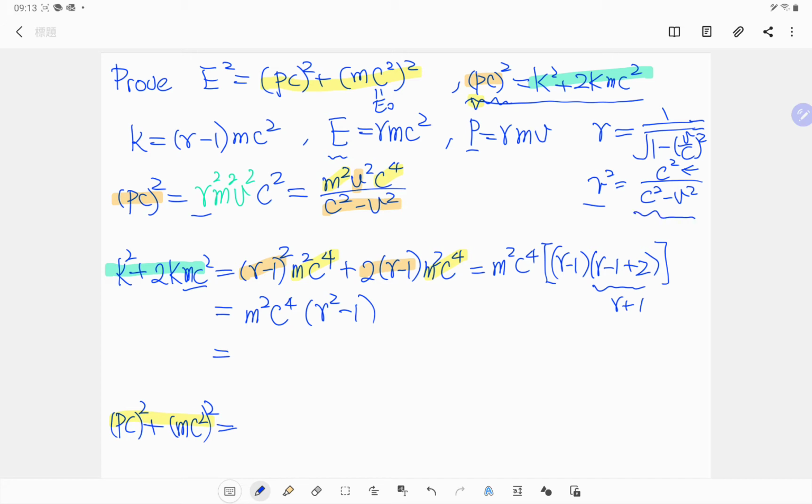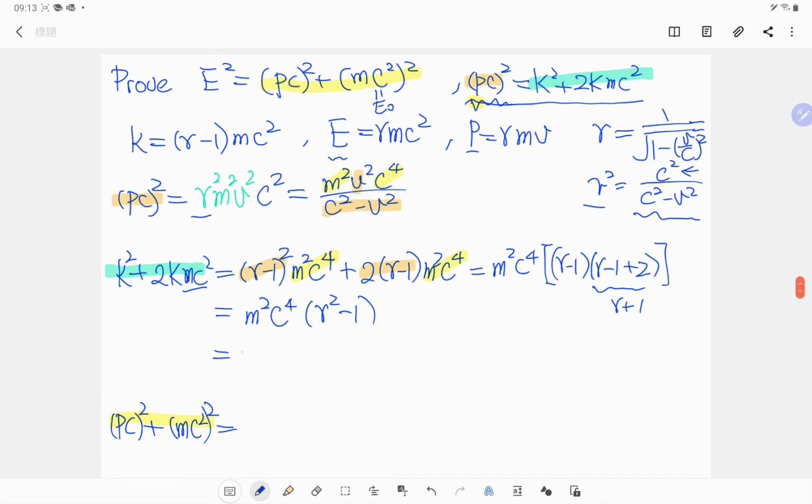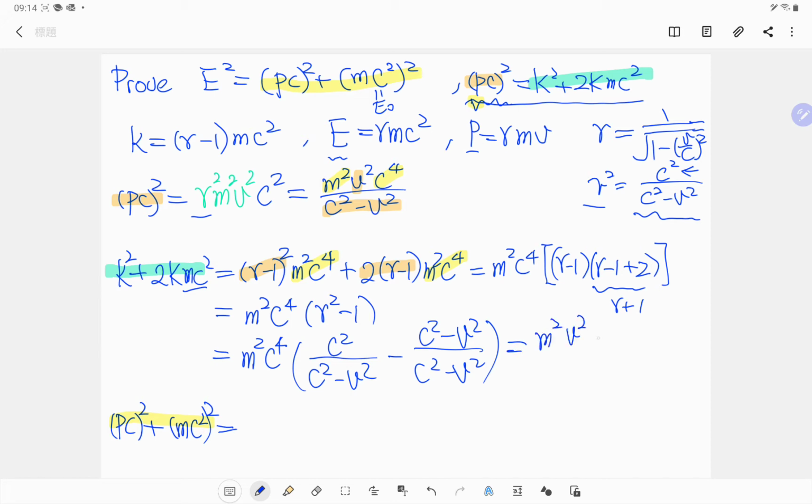So we can substitute this one here. So it becomes m square c to the 4th power, and then this one is c square over c square minus v square minus 1, and then we can make it c square over c square minus v square minus c square minus v square over c square minus v square. So this is actually v square. So finally it becomes m square v square c to the 4th power over c square minus v square. So actually we prove this one.